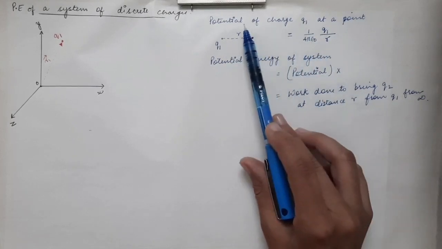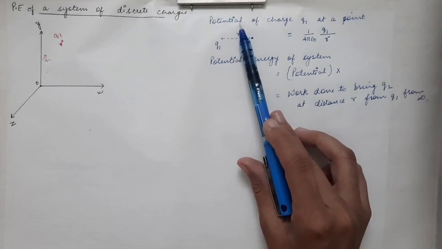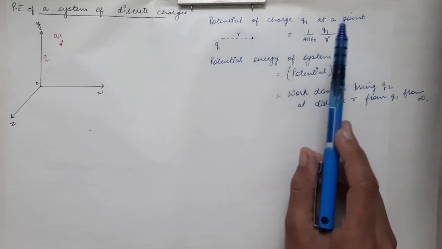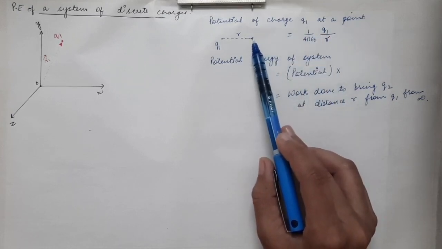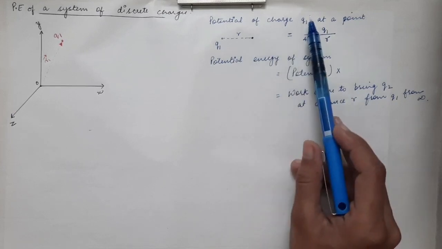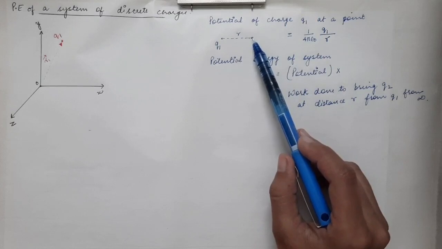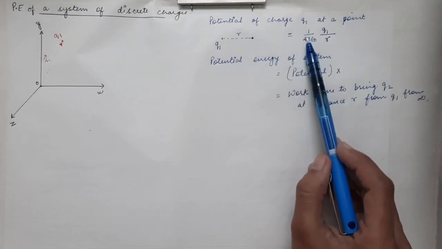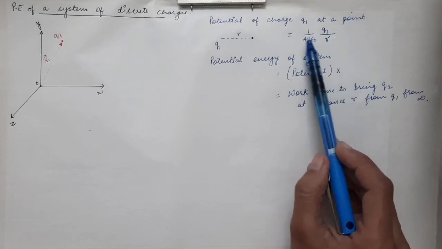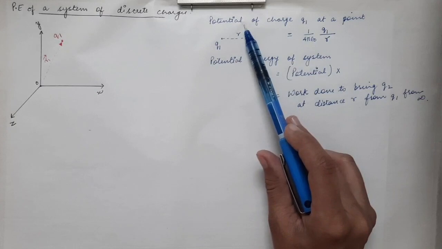So what is potential? We have already seen that potential is nothing but the amount of work done to bring a unit test charge from infinity to a particular point. So let's say we are bringing a unit test charge from infinity to this point. So what is the total amount of work that needs to be done? That is 1 by 4 pi epsilon naught Q1 divided by small r. So that is how we define potential.